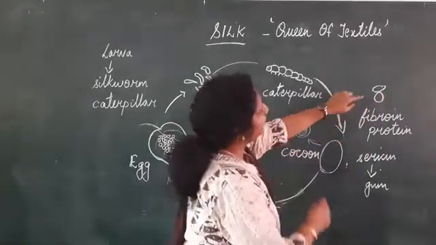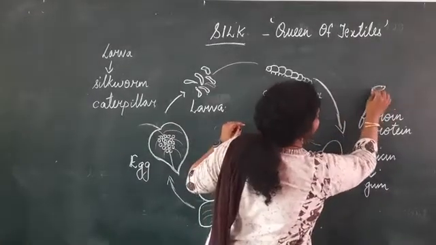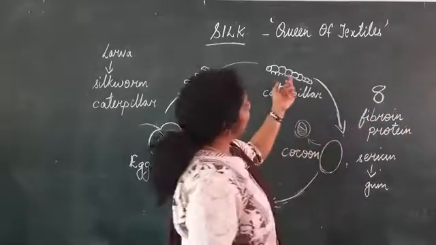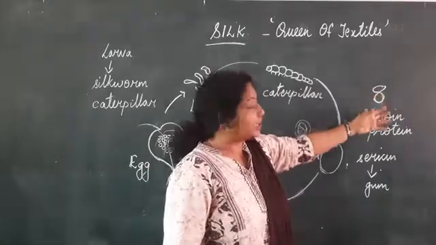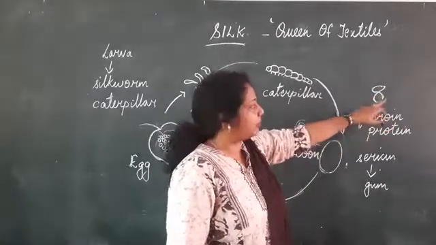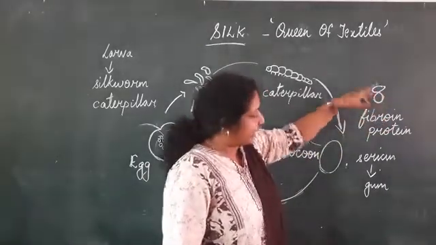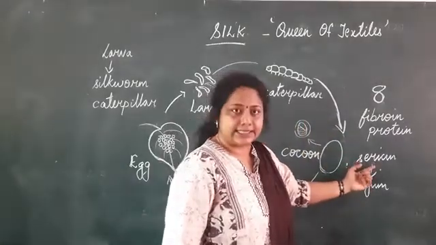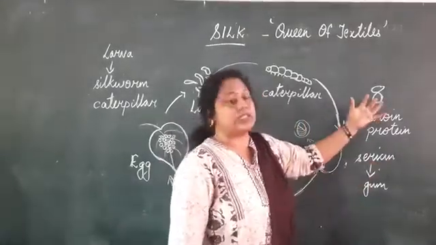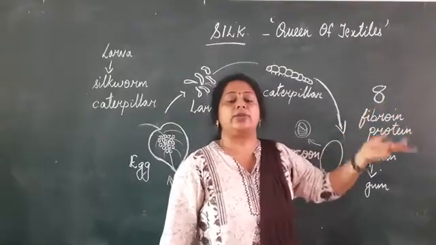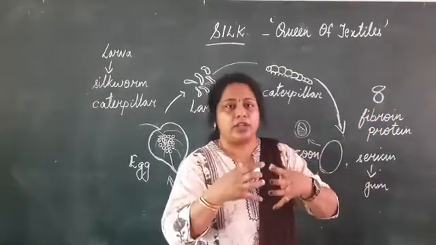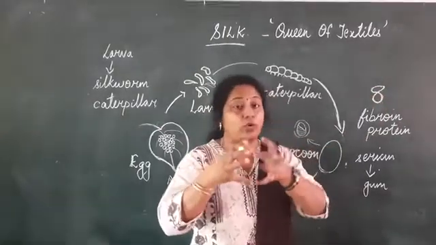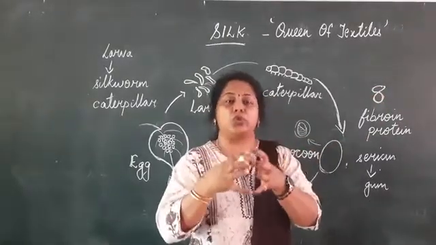See, two filaments in the shape of 8. So what is it doing? One filament from here to here, then another from here to here. When it is secreting this fibroin protein, and then another gum-like substance from the head, that is the sericin, उससे it keeps on cementing. Cementing in the sense, why do we do cementing? To join. So it is joining the two fibers. दोनों फाइबर को आपस में जोड़ रहा है.